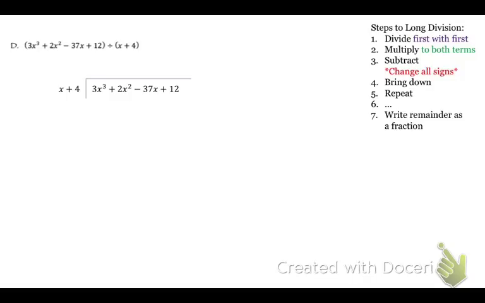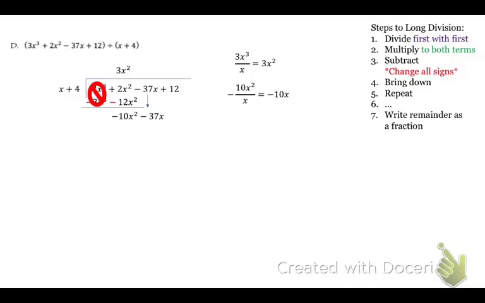So again, divide first with first. So 3x cubed divided by x is 3x squared. Then we're going to multiply. So 3x squared times x is 3x cubed. 3x squared times 4 is 12x squared. Subtract, change those signs. 2x squared minus 12x squared is negative 10x squared. Bring down that negative 37x.